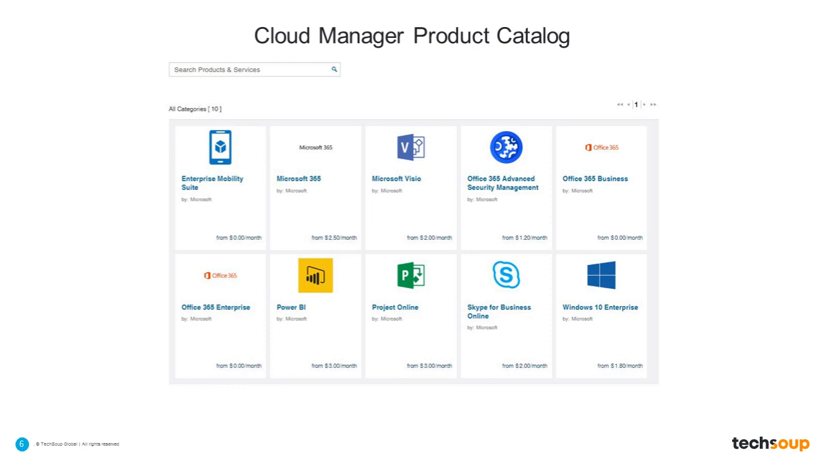Each of these tiles, if you're interested, you simply have to click on them and navigate to that particular product, and all the features and the pricing would be available on that page. And once you find your product, you simply click on Add to Cart and check out that way.